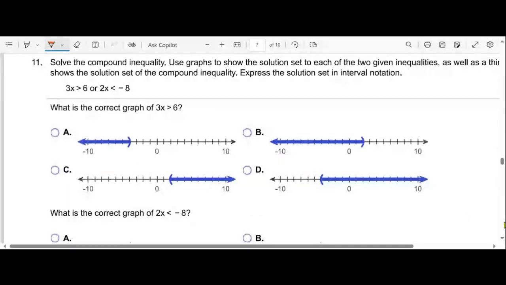Who wants to read number 11? I will read it, doctor. Go ahead. Number 11, solve the compound inequality. Use graphs to show the solution set of each of the two given inequalities, as well as the solution set of the compound inequality. Express the solution set in interval notation.